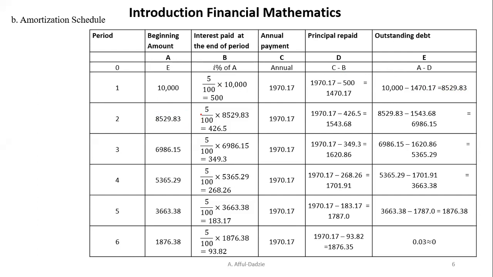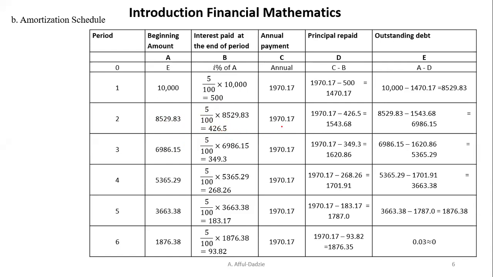Then again, this time around, because we are using the reducing balance method, which is the approach that the banks claim they use now, they claim it's now the standard procedure, which is more fair than anything. So here we would have 5 over 100 times the amount you have as your loan, the outstanding debt. So here our interest is now 426.5. Now you notice that the interest has reduced a little. As your balance reduces, the interest also reduces.